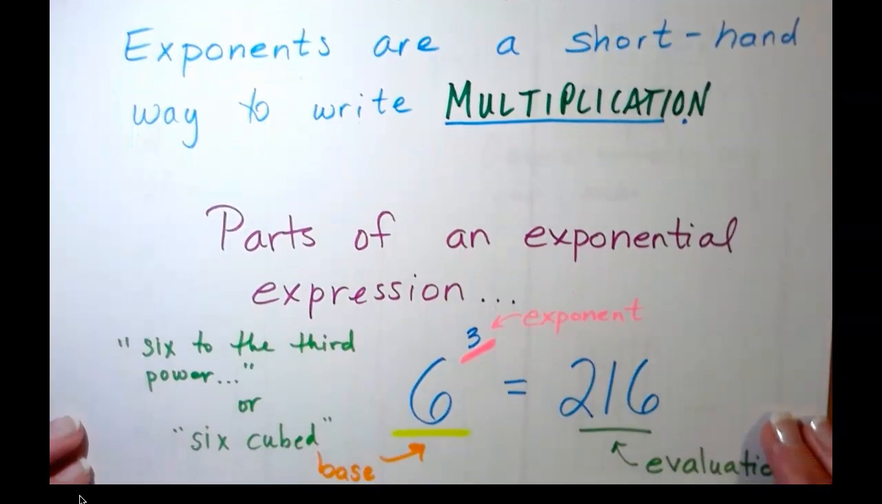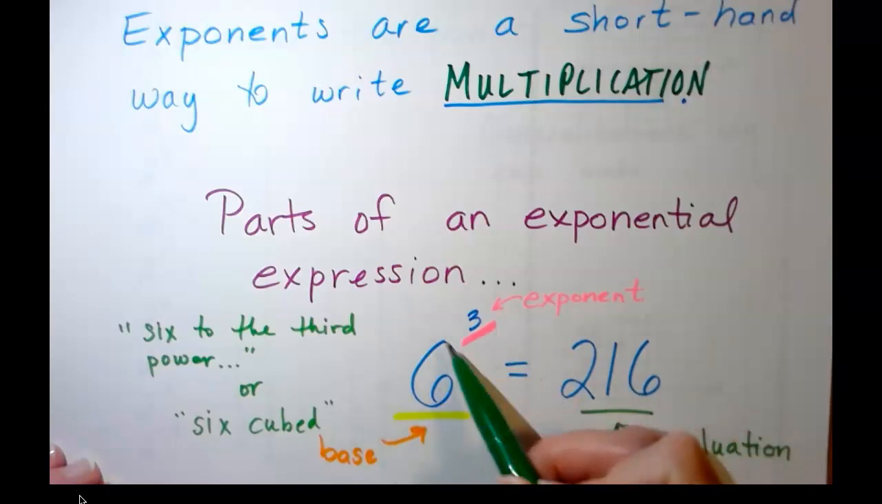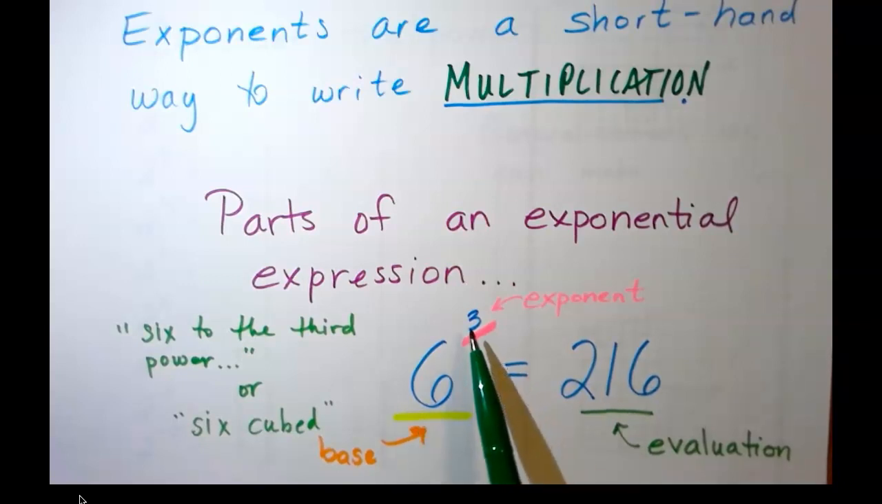So parts of an exponential expression: here we have this, and this is read 6 to the third power, or 6 cubed. First of all, we have the base. The base is 6. The 3 up top is the exponent, and 216 is the evaluation. So truly the whole thing is called 6 to the third power. So the base, the exponent, and the evaluation of the expression.